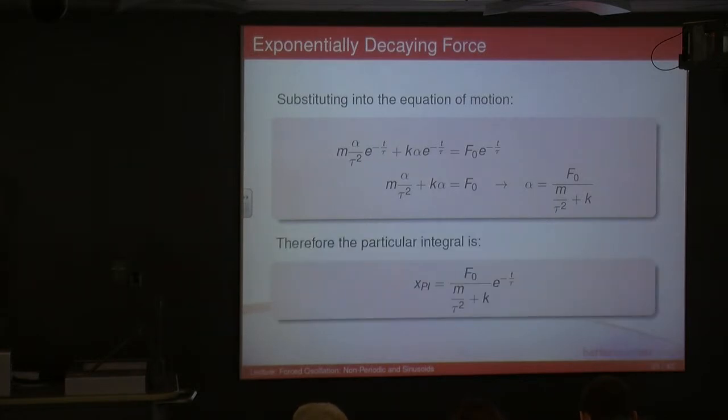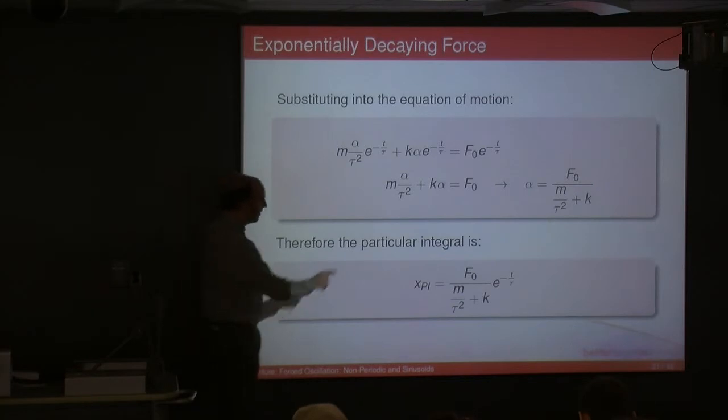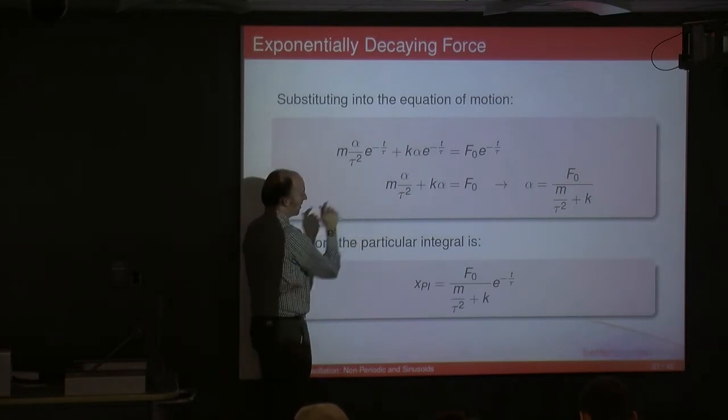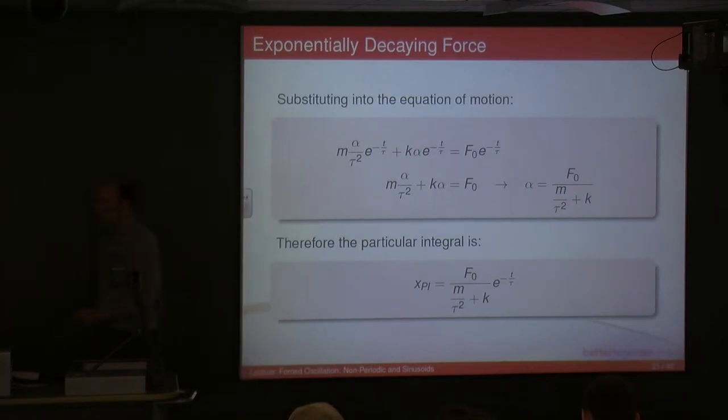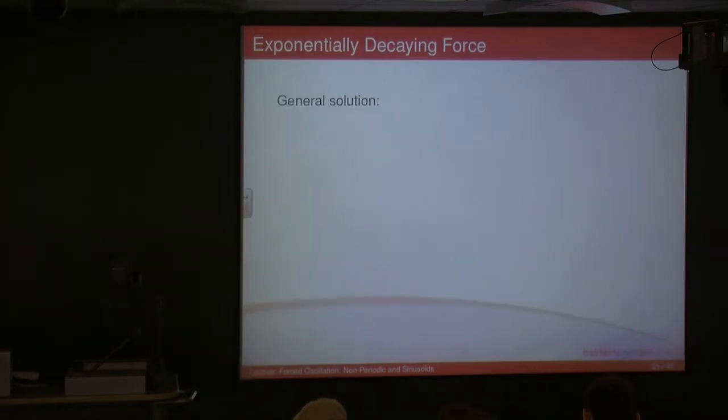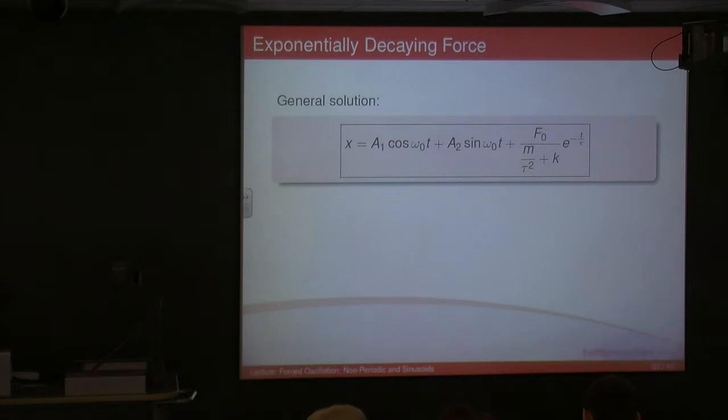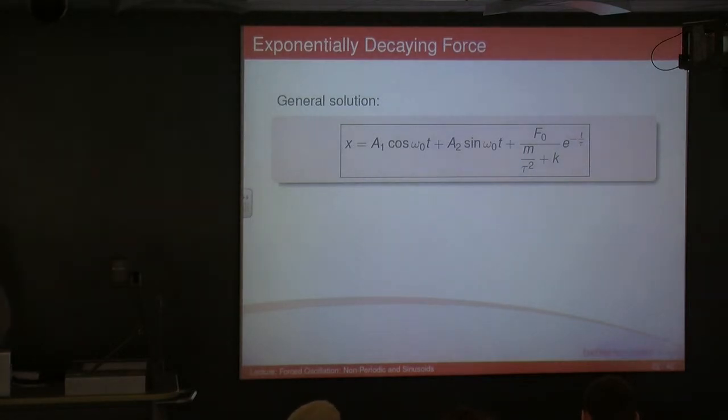So our particular integral is we take our alpha term, we plug it back into what we had as our trial function, you end up with this. And so our general solution will look like that. There again is our complementary function, which is the free oscillation, and then you have your alpha term times the exponential.